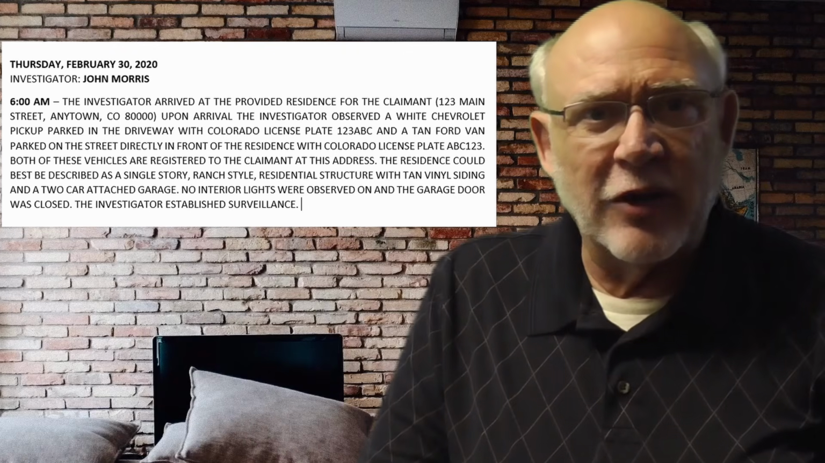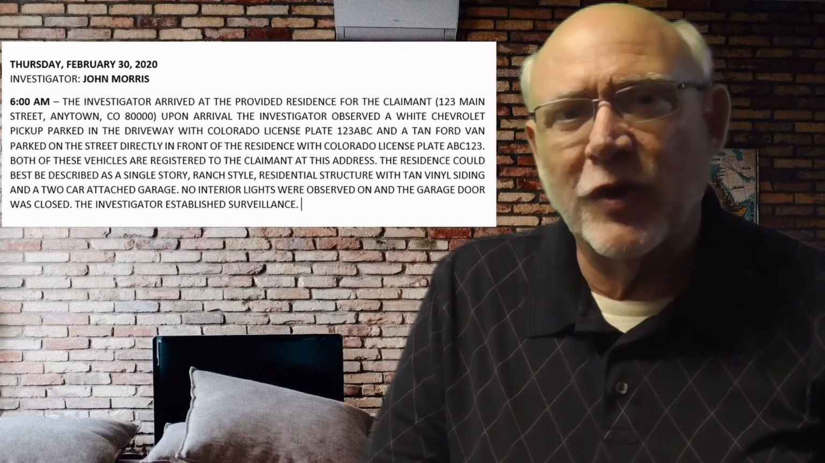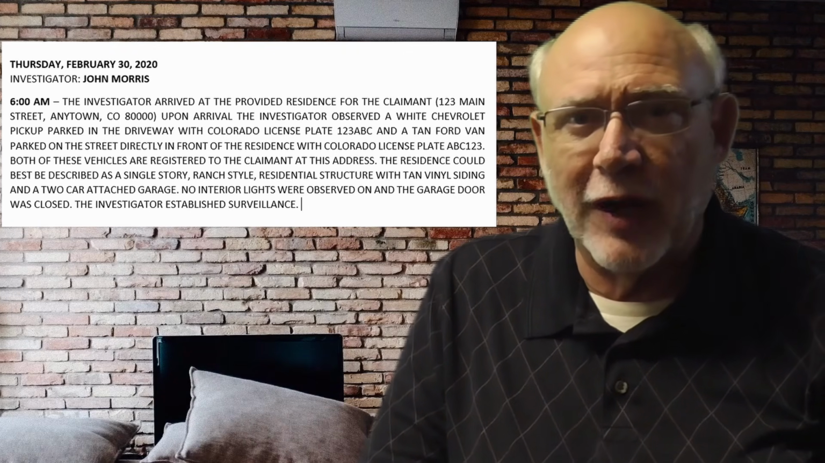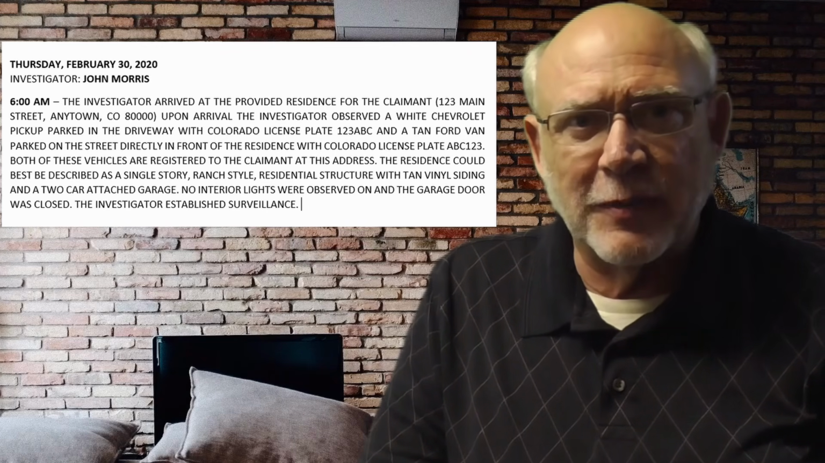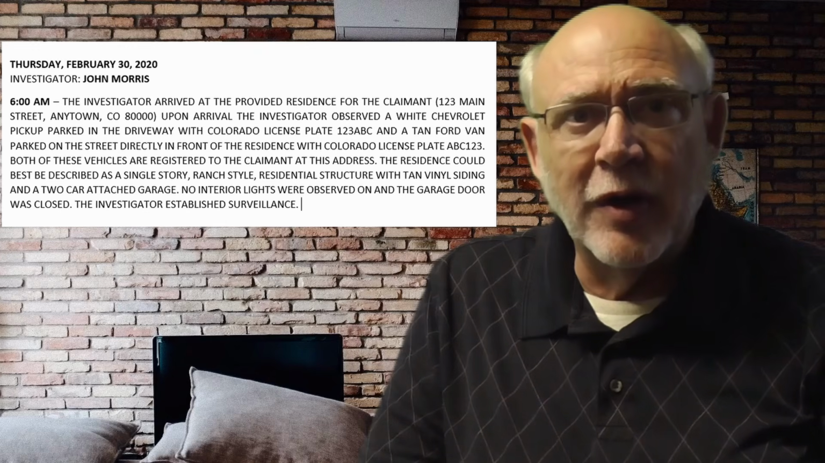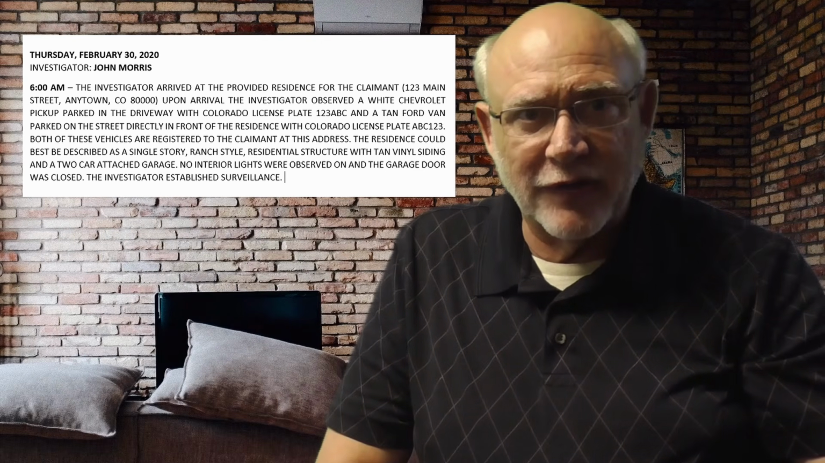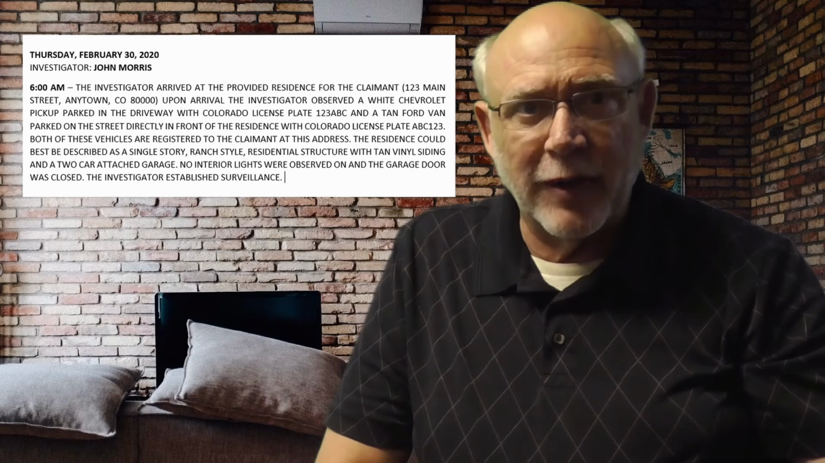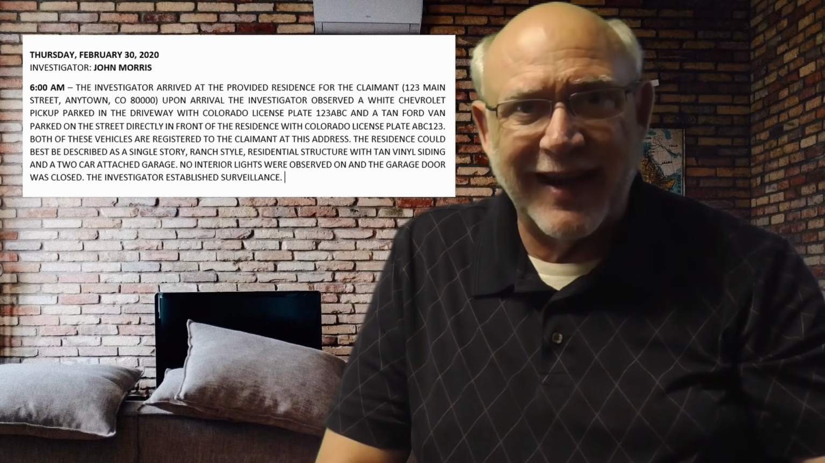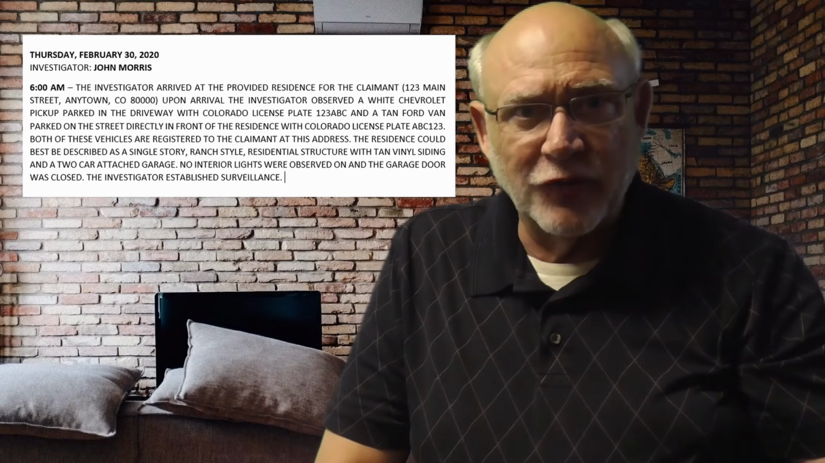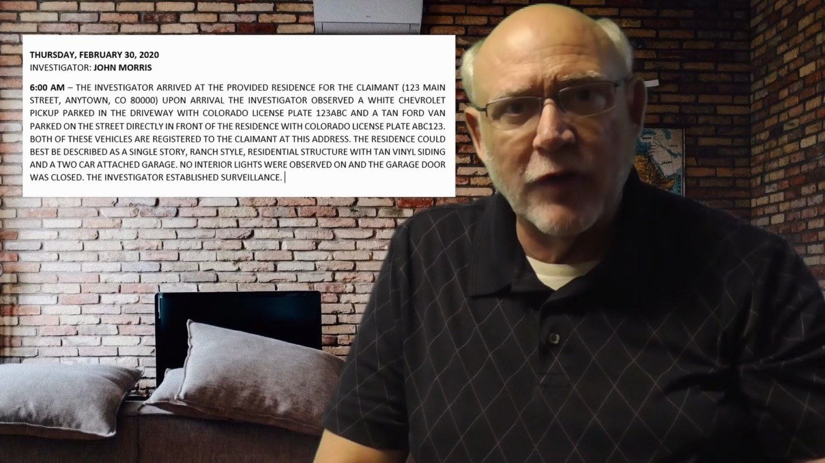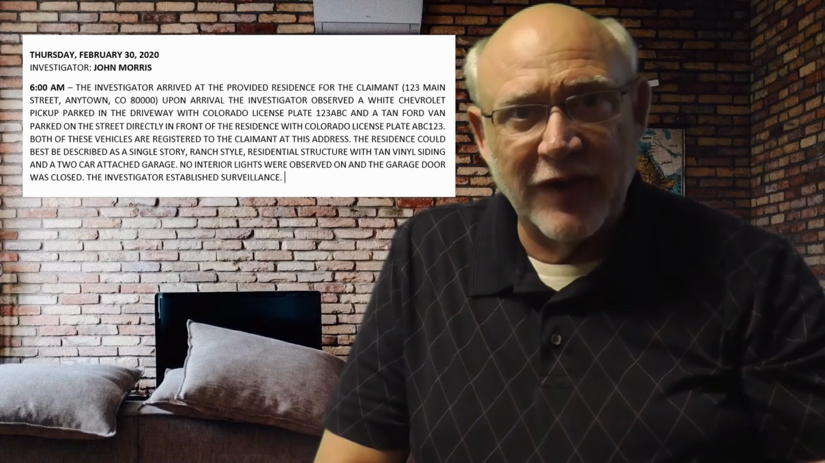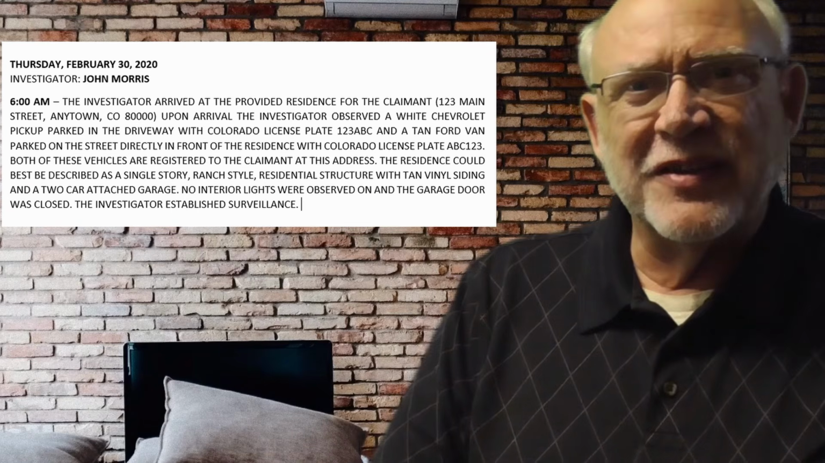6 a.m. The investigator arrived at the provided residence for the claimant, 123 Main Street, Anytown, Colorado. Upon arrival, the investigator observed a white Chevrolet pickup parked in the driveway with Colorado license plate 123 ABC and a tan Ford parked on the street directly in front of the residence with Colorado license plate ABC 123. Both of these vehicles are registered to the claimant at this address. The residence could best be described as a single-story ranch-style residential structure with tan vinyl siding and a two-car attached garage. No interior lights were observed on, and the garage door was closed. The investigator established surveillance.